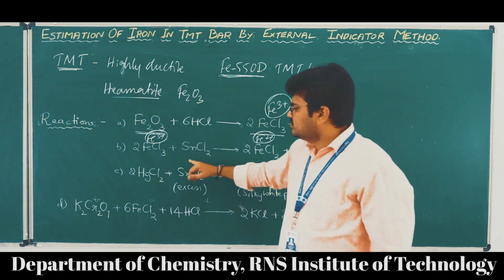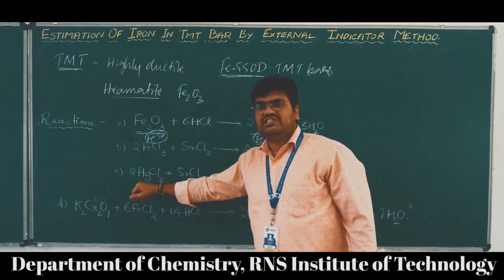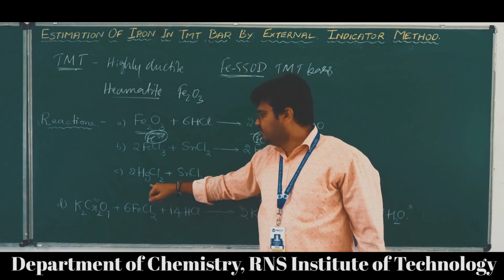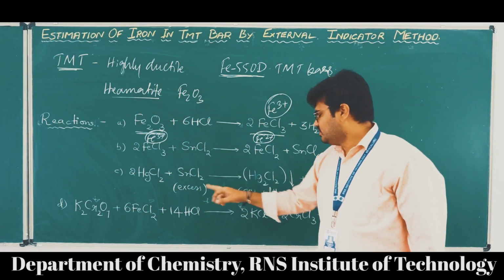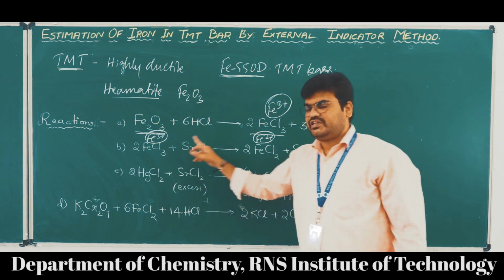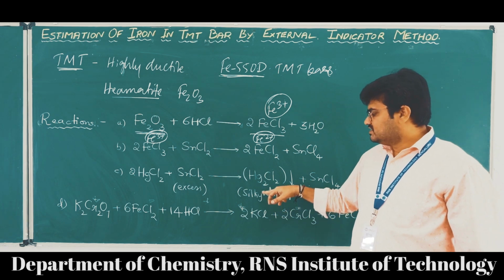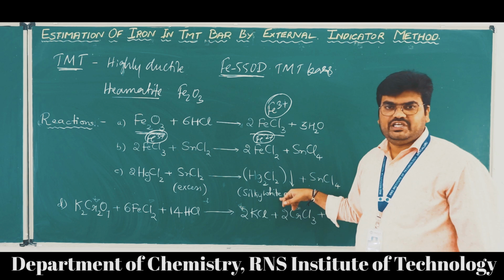In order to destroy this excess stannous chloride, we have to treat it with mercuric chloride. If you treat the stannous chloride with mercuric chloride, it will destroy the stannous chloride and convert it into stannic chloride, and the mercuric chloride is converted into mercurous chloride, which itself is a silky white precipitate.